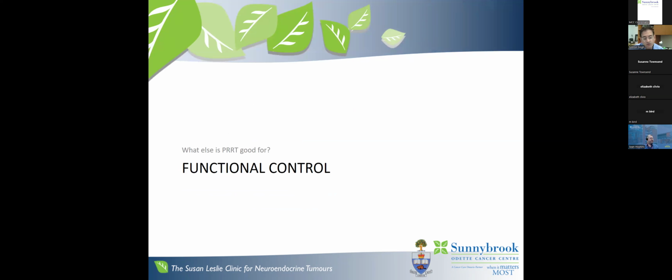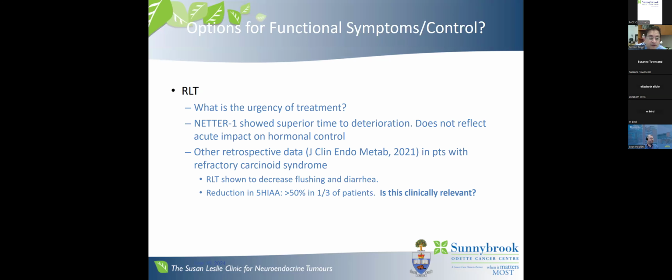So as we move forward, one of the other things we want to think about is, what about functional control? In many of our neuroendocrine patients, if you join us on a Tuesday afternoon at our rounds, we're often talking about disease control and hormone control. We know that up to 25, 30, and in some disease sites, up to 50% of patients are going to be secreting extra hormones. So is PRRT helpful in this area?